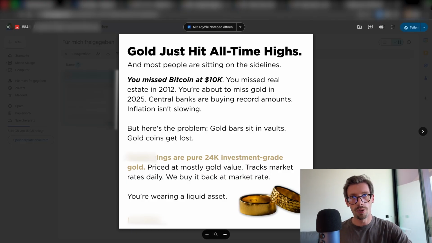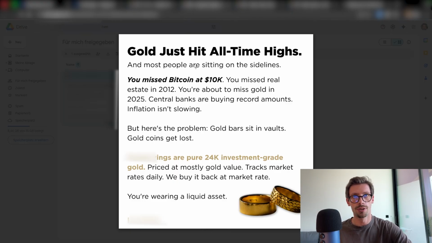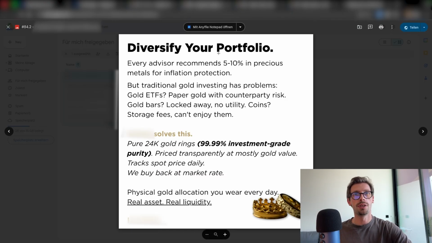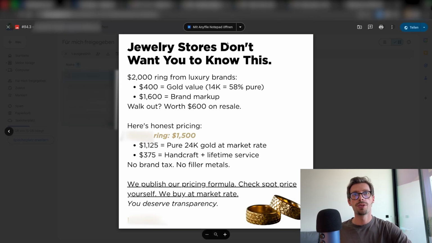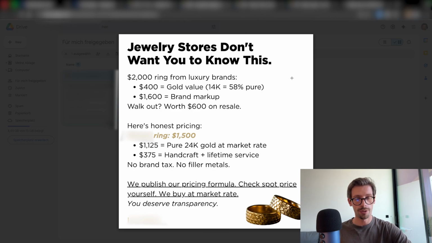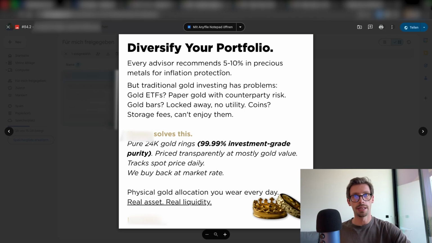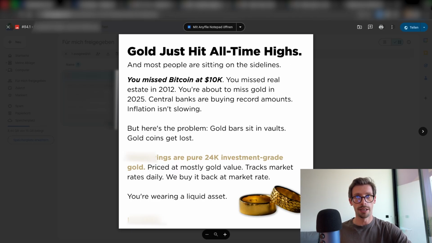So here we have "gold just hit all-time highs," and basically sales copy that supports this headline. Then "diversify your portfolio," a completely different angle, and again copy that supports the headline. And then "jewelry stores don't want you to know this." So again, very different angles. First of all, downplaying competitors, then an investing angle, then actually making money through a gold angle.